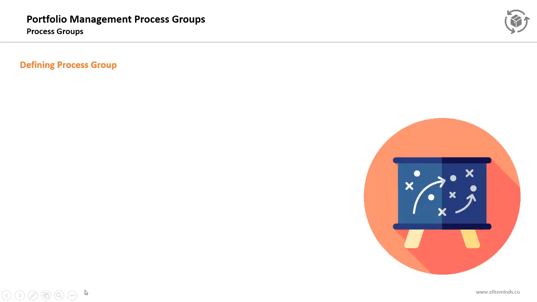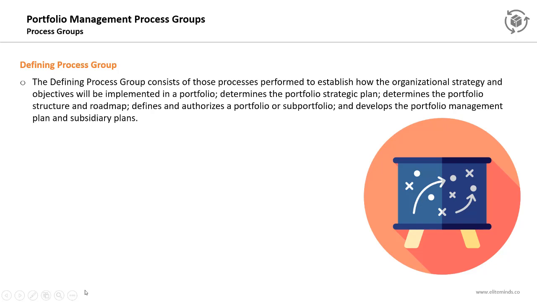So starting with the first process group, the defining process group, which consists of those processes performed to establish how the organizational strategy and objectives will be implemented in the portfolio. It determines the portfolio strategic plan, portfolio structure, and roadmap. It defines and authorizes a portfolio or sub-portfolio and develops the portfolio management plan and subsidiary plans. So usually the processes that fall into the defining process group are the ones that will establish how the organizational strategy will be linked to our portfolio.